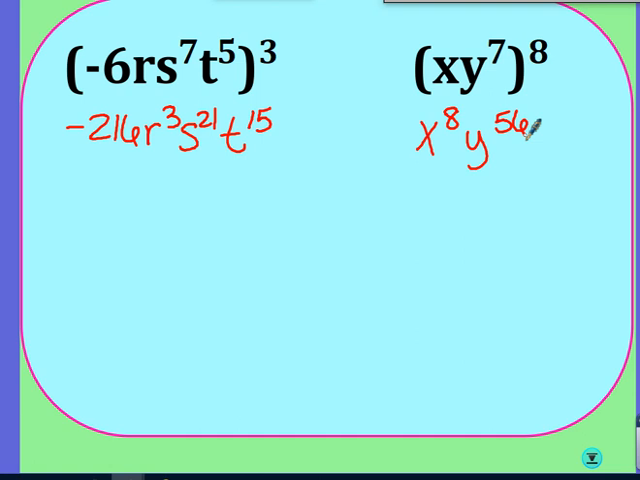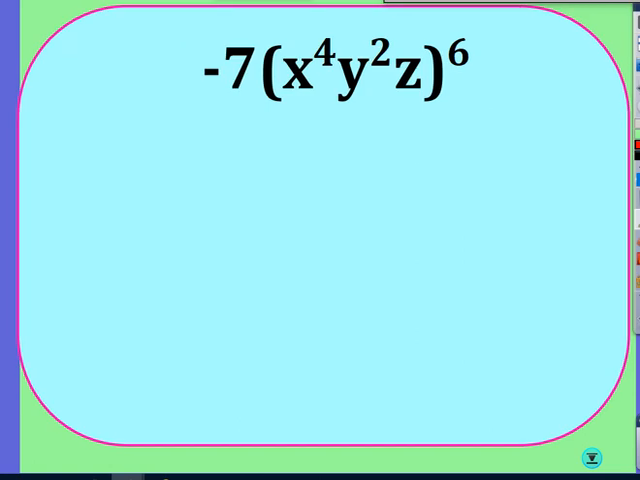This gives you the final answer of x to the 8th, y to the 56th. This next example looks a little different. Notice how the coefficient, negative 7, is outside of the parentheses. Since negative 7 is outside of the parentheses, it will not be raised to the 6th power. You will simply bring it down in your first step.